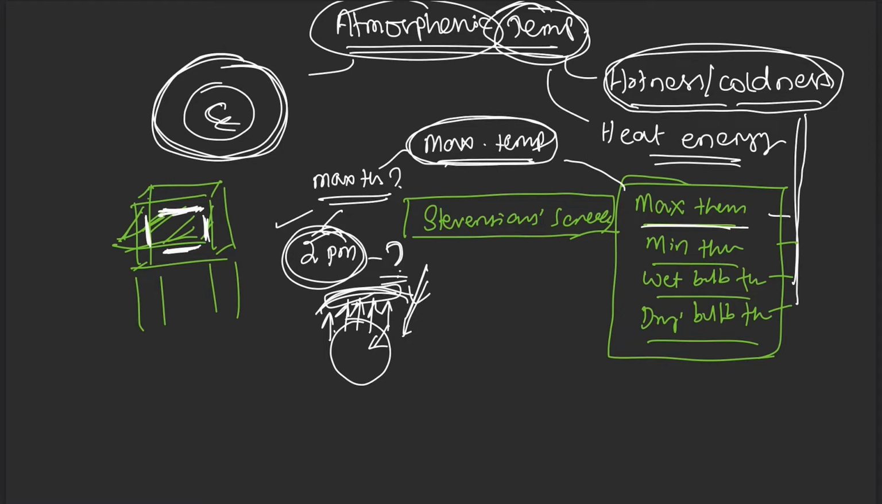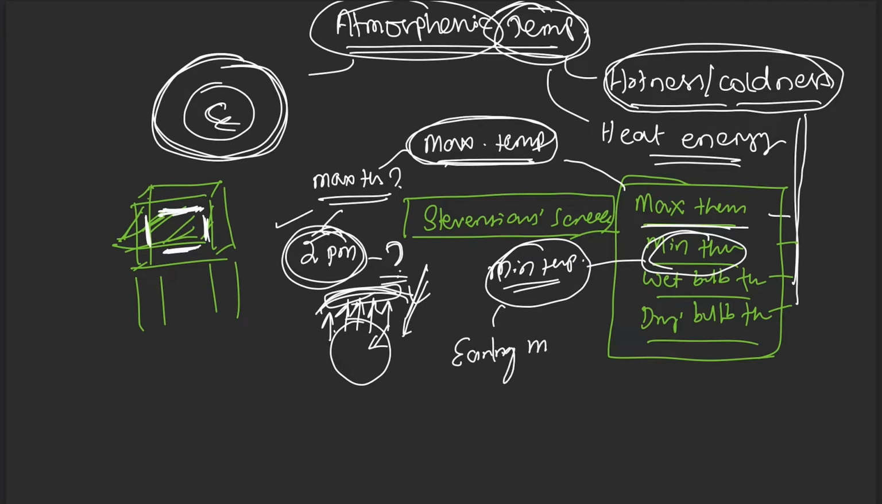Then the minimum thermometer measures the minimum temperature in a day. So when can we find the minimum temperature in a day? During early morning, we can observe the minimum temperature of a day. And the minimum thermometer is an alcohol in glass type thermometer, okay.